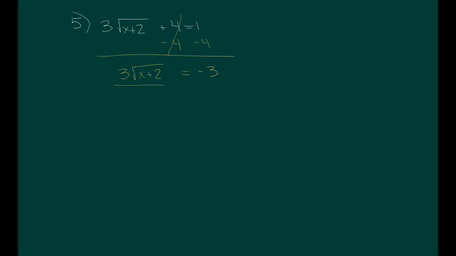Then I'm going to have to divide both sides by 3. And I get the square root of x plus 2 equals negative 1. I can stop you right there and say that this is going to be a no solution problem. The reason why is because a square root right here can never, ever, ever equal a negative number, because a negative number times a negative number is always going to be a positive number. So anytime you have a radical equaling a negative number, once it's isolated, it's no solution.